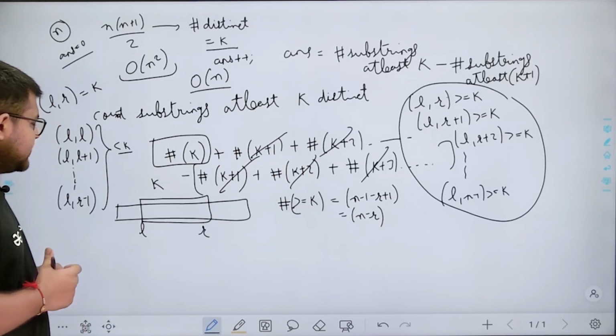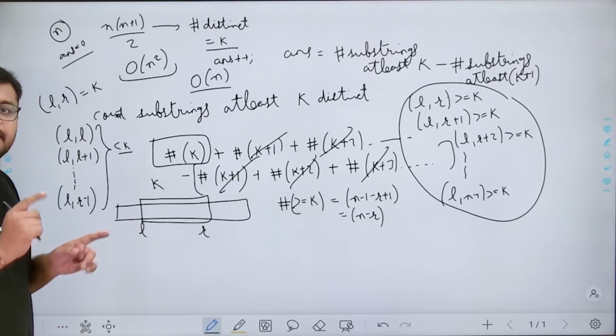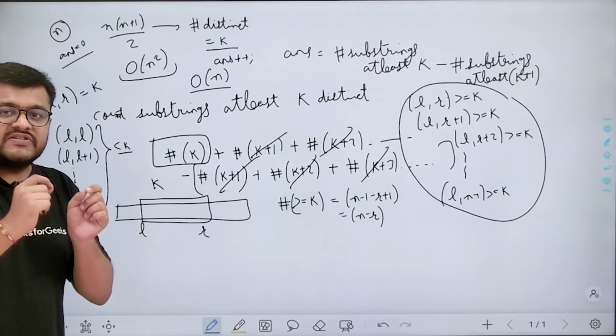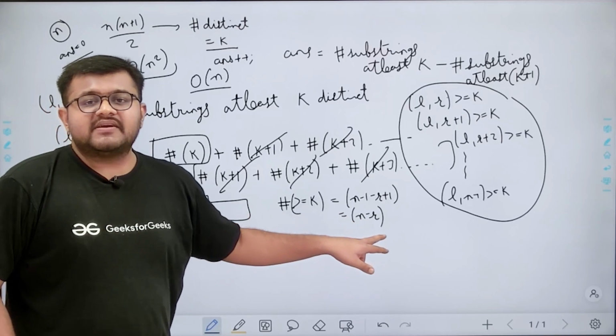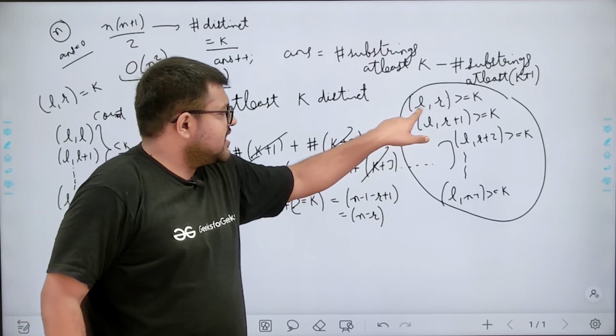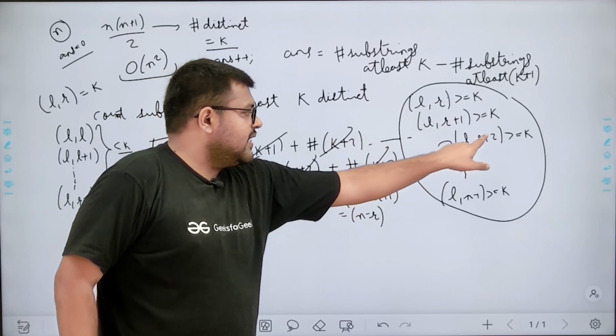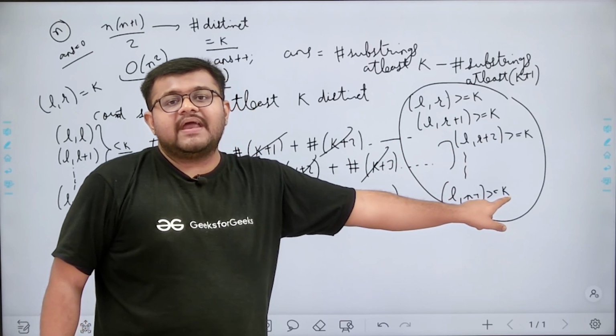Did you get my point? Starting with index L, the number of substrings whose distinct character count is greater than or equal to k is N minus R. And the substrings are L to R, L to R plus 1, L to R plus 2, up to L to N minus 1.